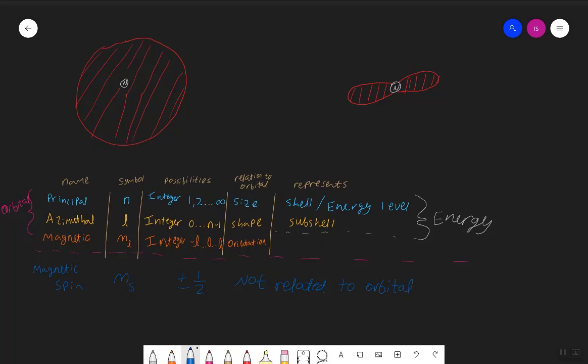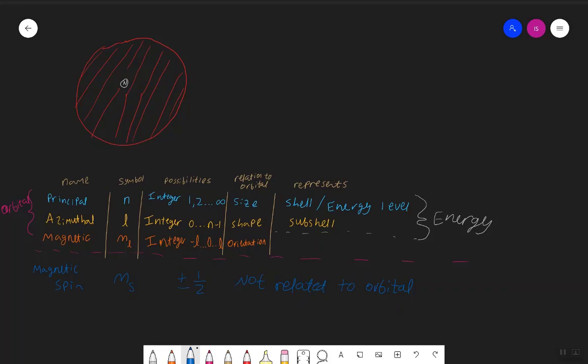Okay, so now that we have this straight, we've talked about all of our quantum numbers. Let's look at what they represent. And we'll talk about really what these shells and subshells are. So I'm going to erase this up here. Okay, so let's look at the different types of subshells.